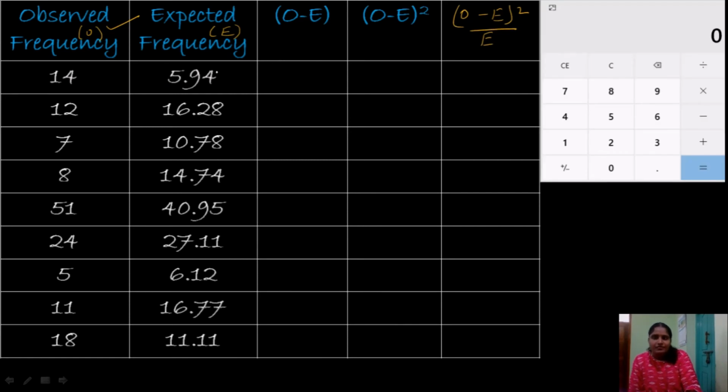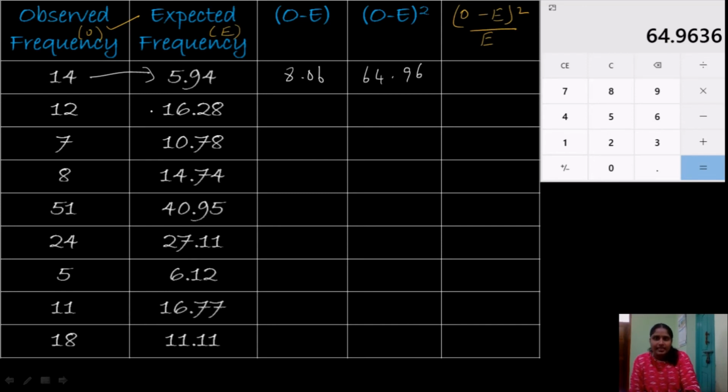Let me first find the difference between observed and expected frequencies. For that, subtract 14 minus 5.94. You get the value as 8.06. Simultaneously, we square this value. So by squaring these values, we get 64.9636. Here I have to take up to 2 decimal places, so 64.96 only I have to take.